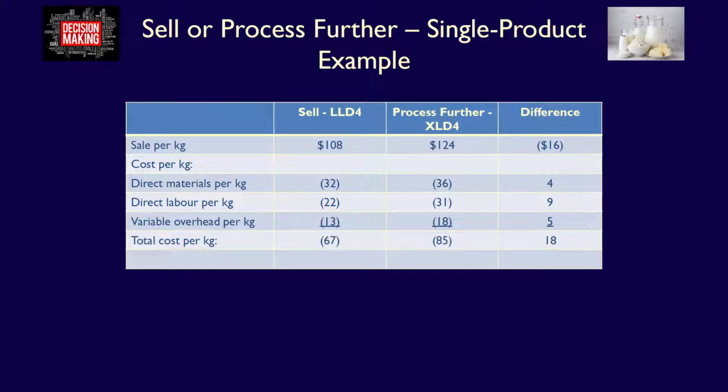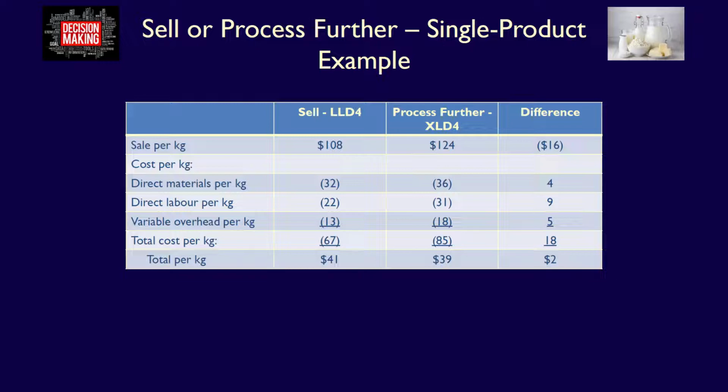Adding up all the costs per kilogram, we see that the total cost per kilogram for the sell option is negative 67, and for the process further option is negative 85. The difference is negative 67 minus negative 85, which is positive 18, which we place in the difference column, column 4. We're now going to obtain the sum of each column.